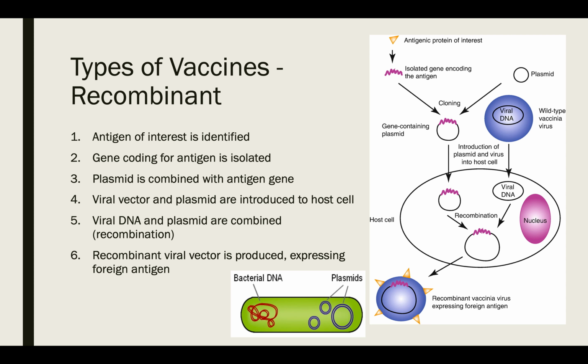Okay, so the first step in a recombinant vaccine where we're going to end up with a viral vector is the antigen. The antigen of interest has to be identified. That's always going to be the first step in any vaccine. And then they have to isolate the gene coding for that antigen. So they have to find the specific gene. Then what they do is they take a plasmid and they actually insert that gene into the plasmid.